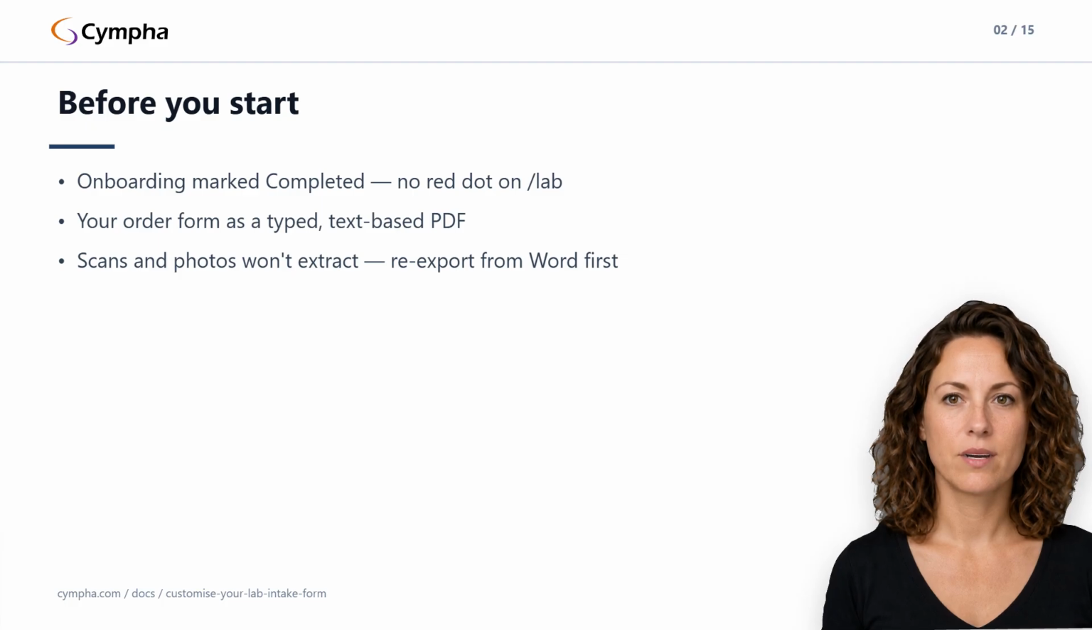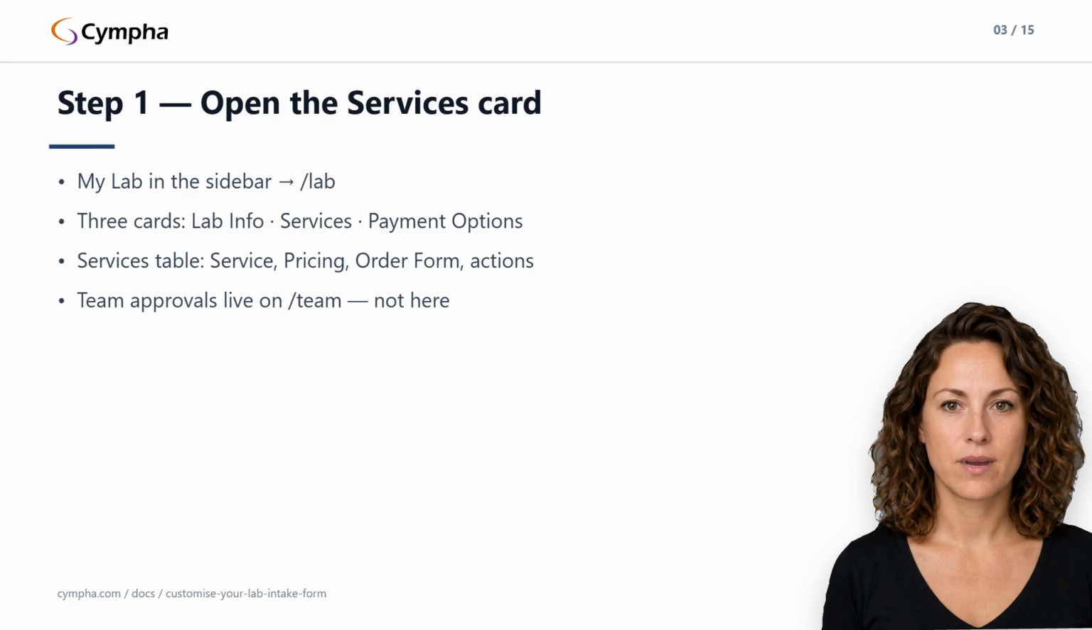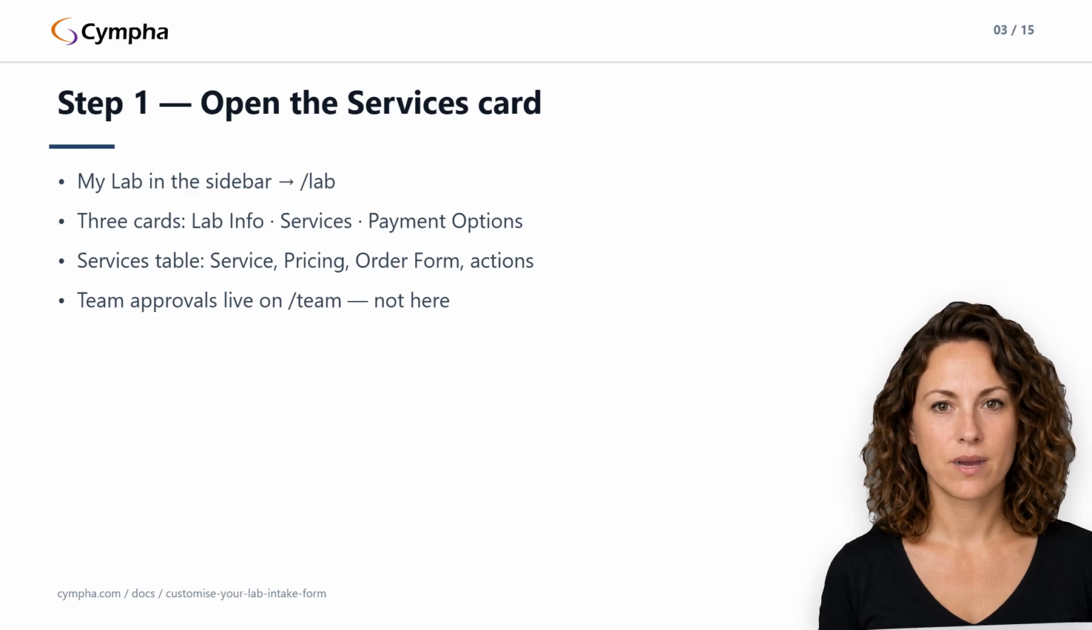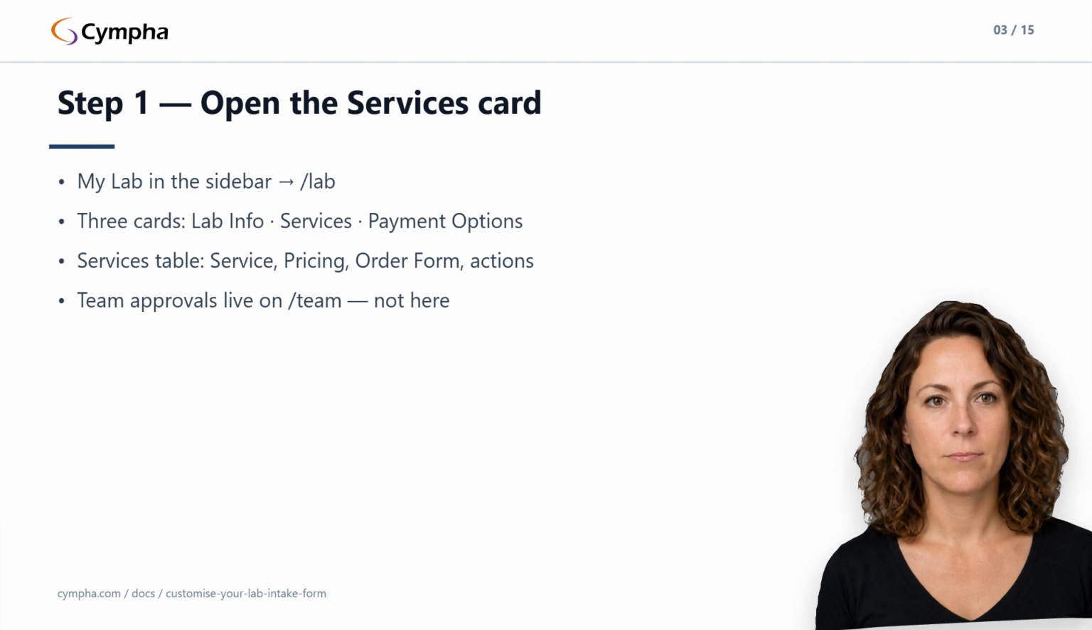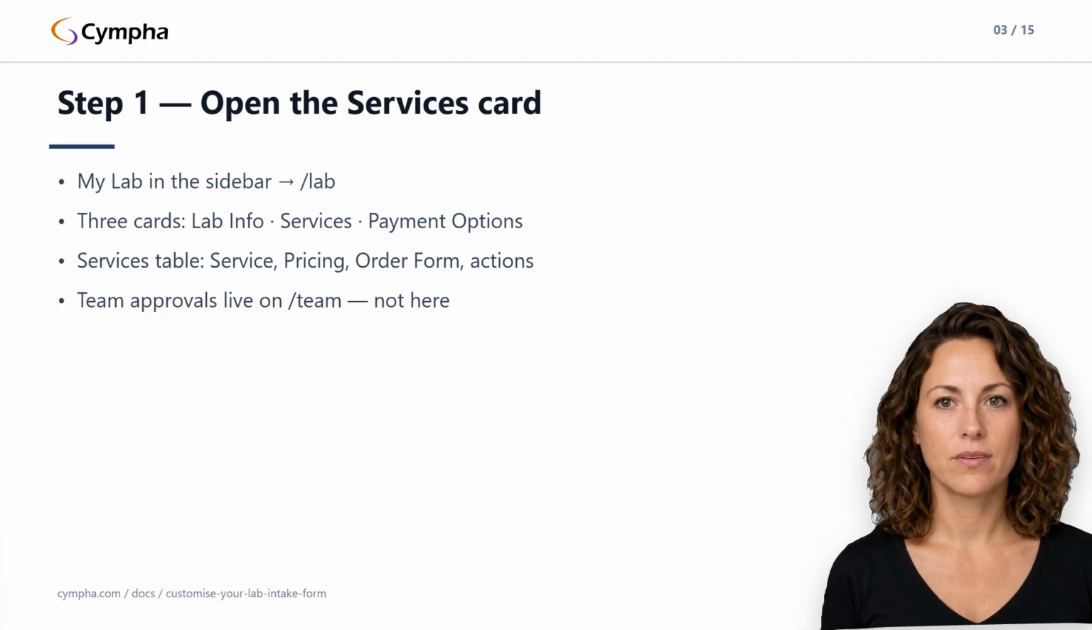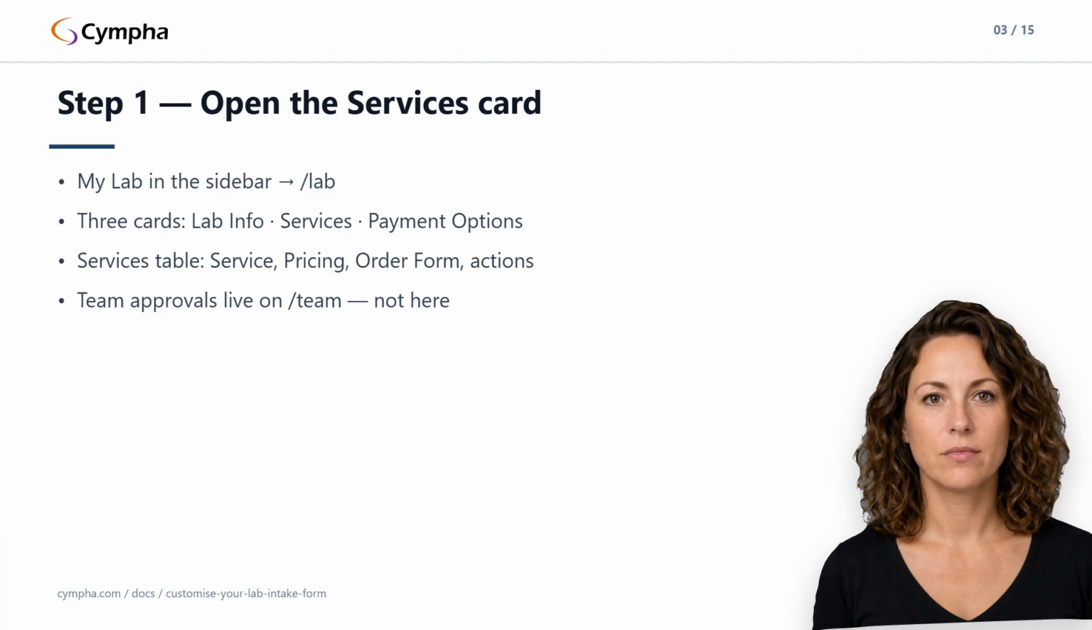Your existing services list in a table with columns for the service, pricing, order form, and a small actions column on the right. One orientation note: because it genuinely confuses people, services are managed here, on the My Lab page. The My Team page is for team member approvals, and it deliberately has no services tab, even though both pages belong to the lab manager. If you're hunting for the form upload on the team page, you're on the wrong page.